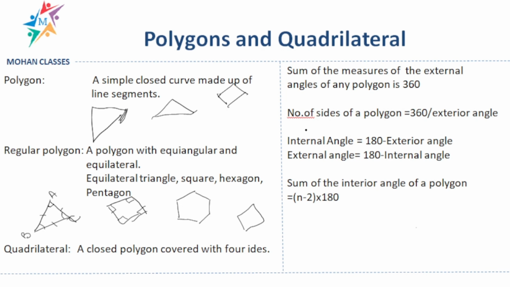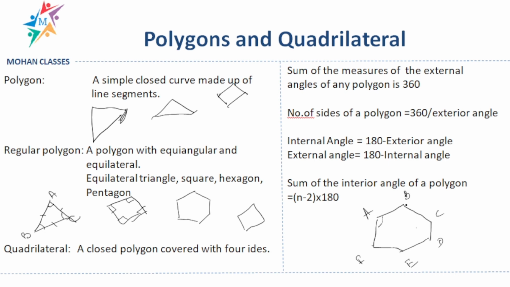Now, some of the main points about the external and internal angles of a polygon. So, let us take a hexagon. Let us draw a hexagon once again. In a hexagon, all the six sides are equal, right? Somewhat it is looking like a hexagon. A, B, C, D, E, F. Okay, it is a hexagon.